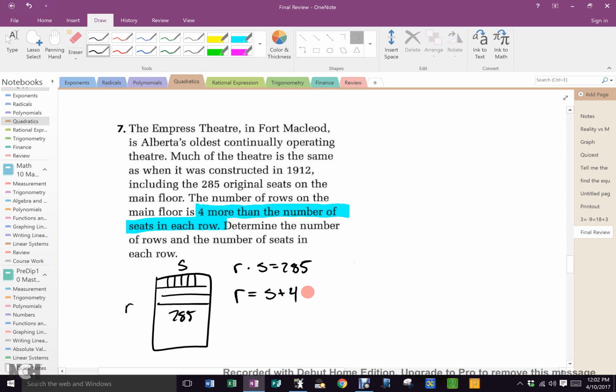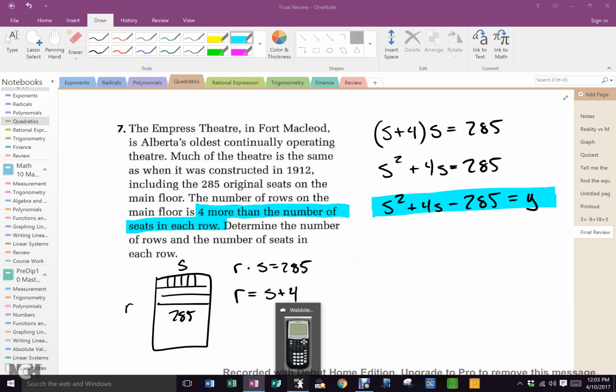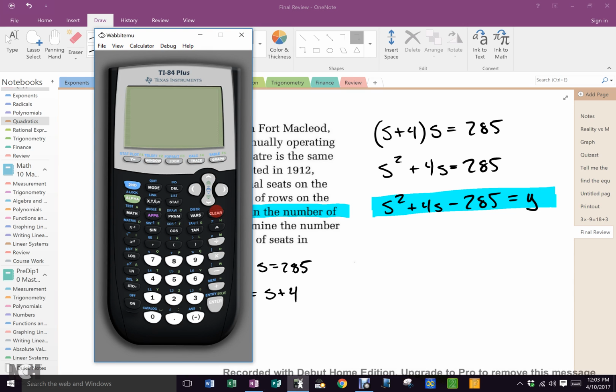So that means that seats plus 4 times seats has to equal 285. So s squared plus 4s has to equal 285. So s squared plus 4s minus 285 has to equal area, or whatever. Doesn't matter. Call it y. And then that can go into your calculator. So I go to my calculator, I graph it, clear, go into my y values, clear that, and I know it's x squared plus 4x minus 285.